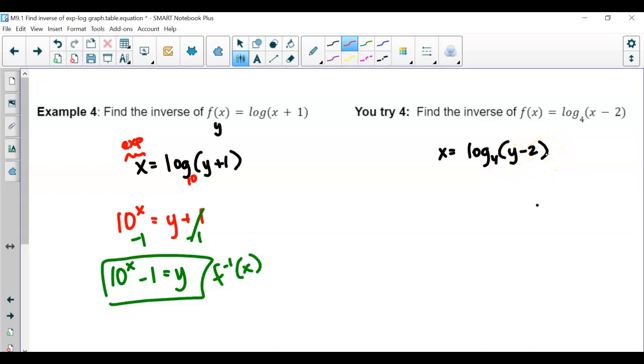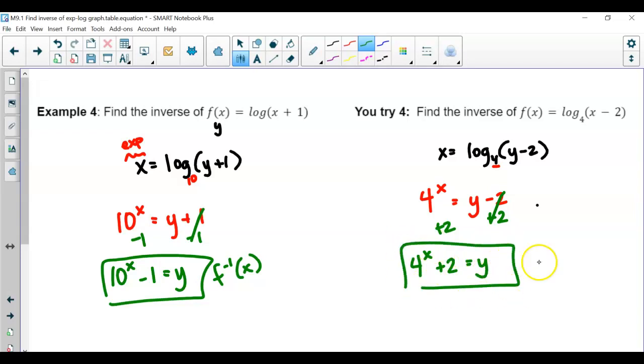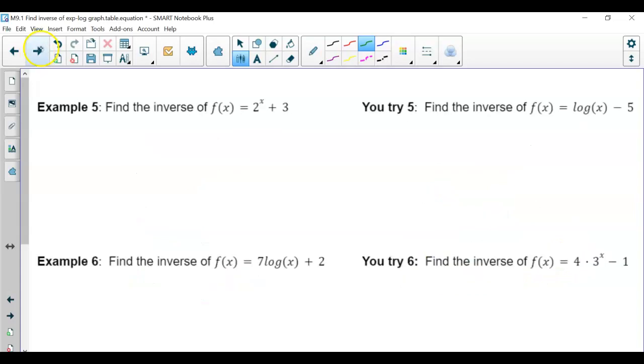So now we can write it as the exponential. So our base of 4, so base of 4 to the x power. Because again, remember your equation's always equal to the exponent, which is equal to what? Y minus 2. So now to solve for y, add 2 to both sides. And here you've got 4 to the x plus 2 is now equal to y. This is the inverse of the original function.